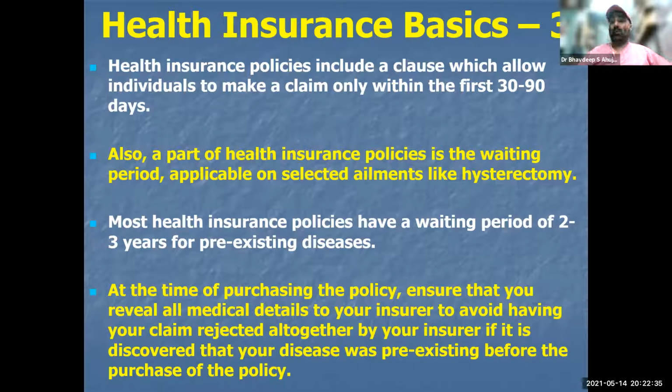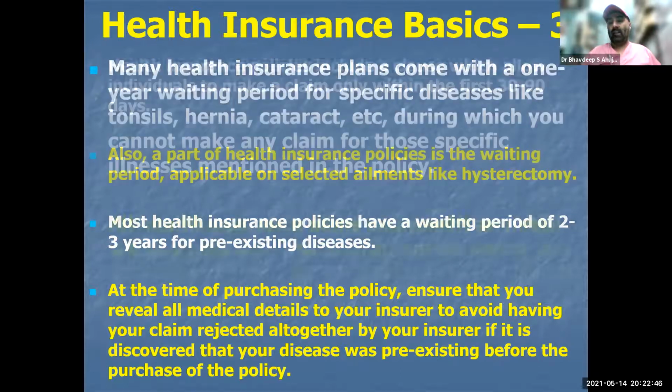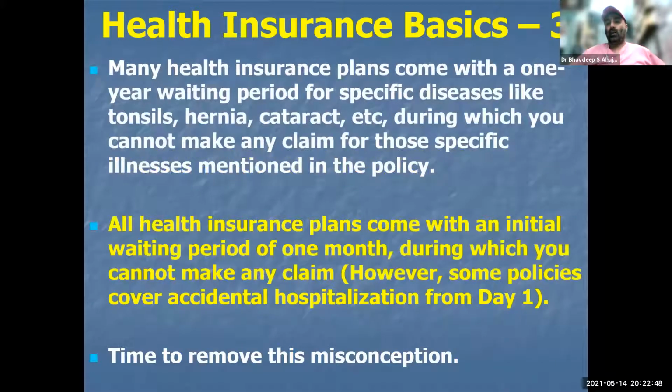But some would not allow coverage for something like a hysterectomy for females, even up to a selected period of time, 2 to 3 years, maybe 4 years. So always fill out the complete details and make sure that you don't hide anything. Certain diseases like tonsils, hernia, cataract will be claimed only after a certain mentioned day, and not from day one. Of course, accidents are usually covered from day one, but some cover them only after 30 days.